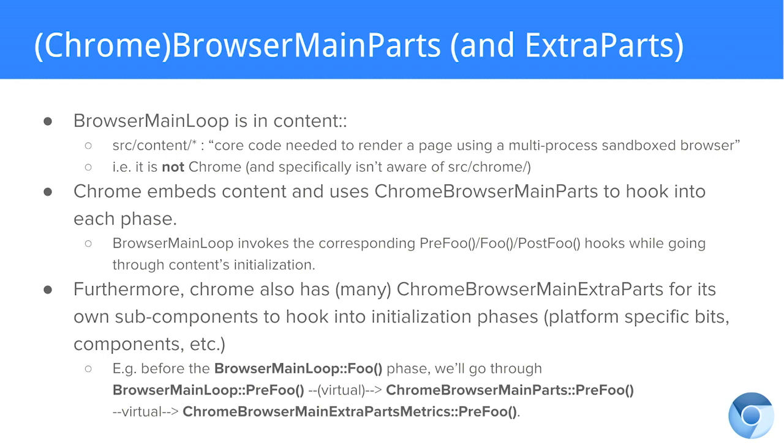And the way this is done is browser MainParts. Browser MainParts is a virtual class in content, and the embedder, in Chrome's case, source/Chrome, will override that API.